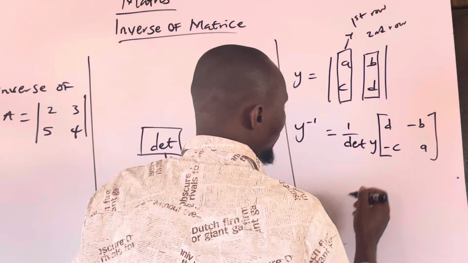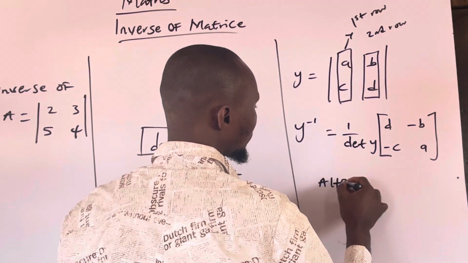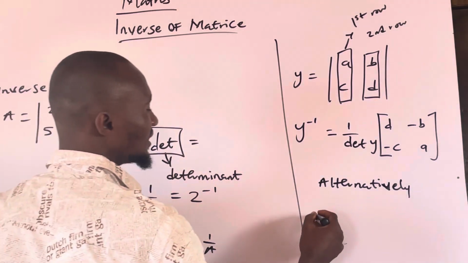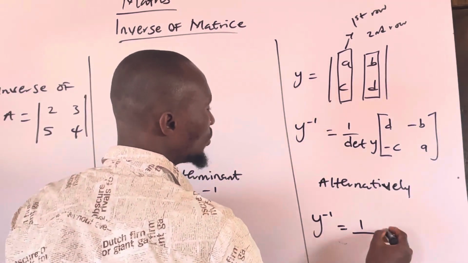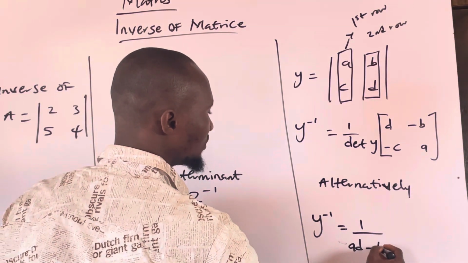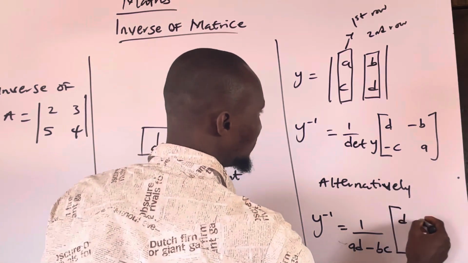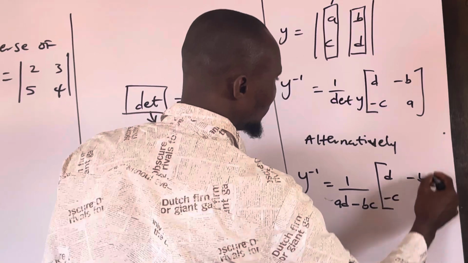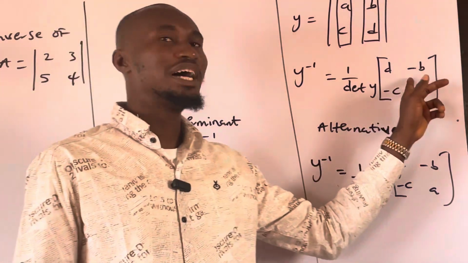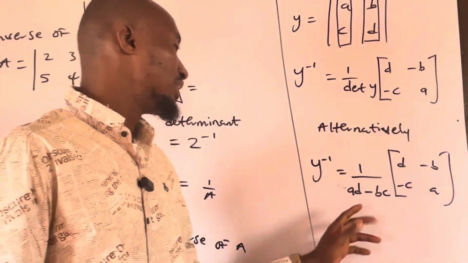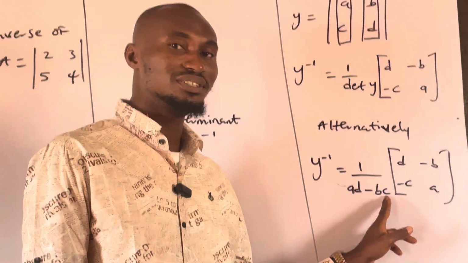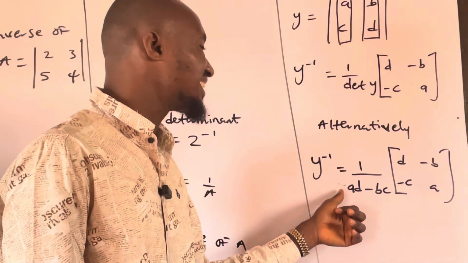You can also do it this way. You say, alternatively, you can say y inverse equal to 1 over AD minus BC. Then you have D, minus B, minus C, A. Why do I do this? Someone may ask, why do you have minus B here and minus C here? You remember that minus is opening everything here. Do you get? So here is minus B, here is minus C. You get? So but this one is just AD.